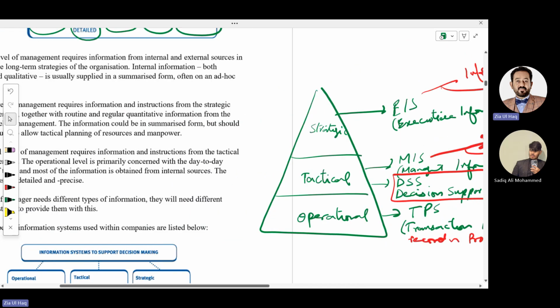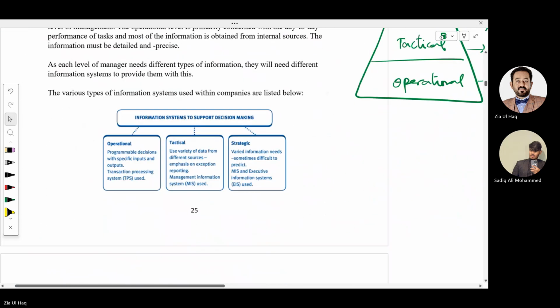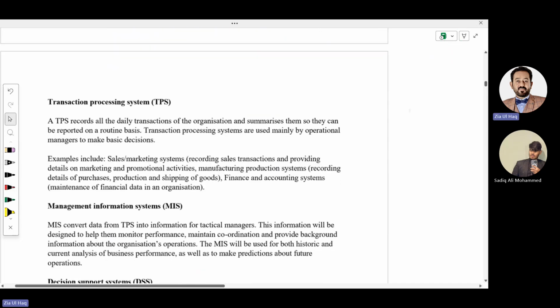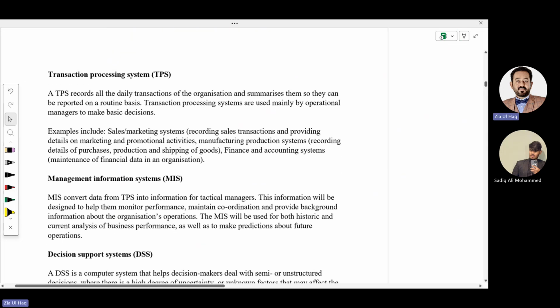So let's discuss these three systems. At operation level, TPS is used. At technical level, MIS is used. And at a strategic level, EIS is used. Let's discuss these in more detail. TPS, transaction processing system. A TPS records all the daily transactions of the organization and summarizes them so they can be reported on a routine basis.